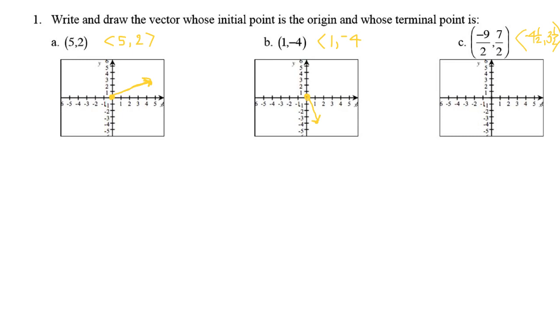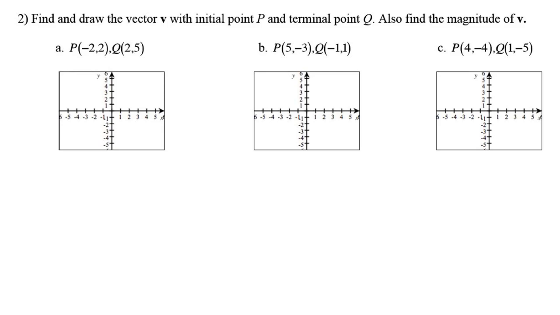And so when we graph this, we're going to go back 4.5 and then up 3.5. And we have our initial point here at the origin, so we have something like this. Very straightforward, just going through and graphing those.